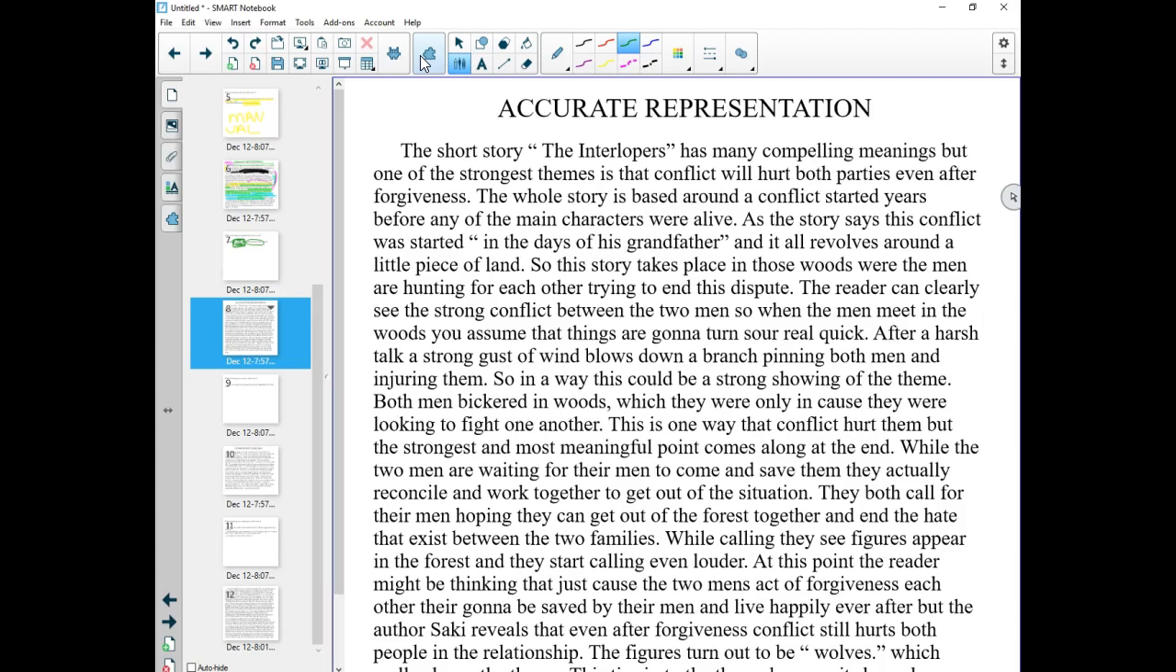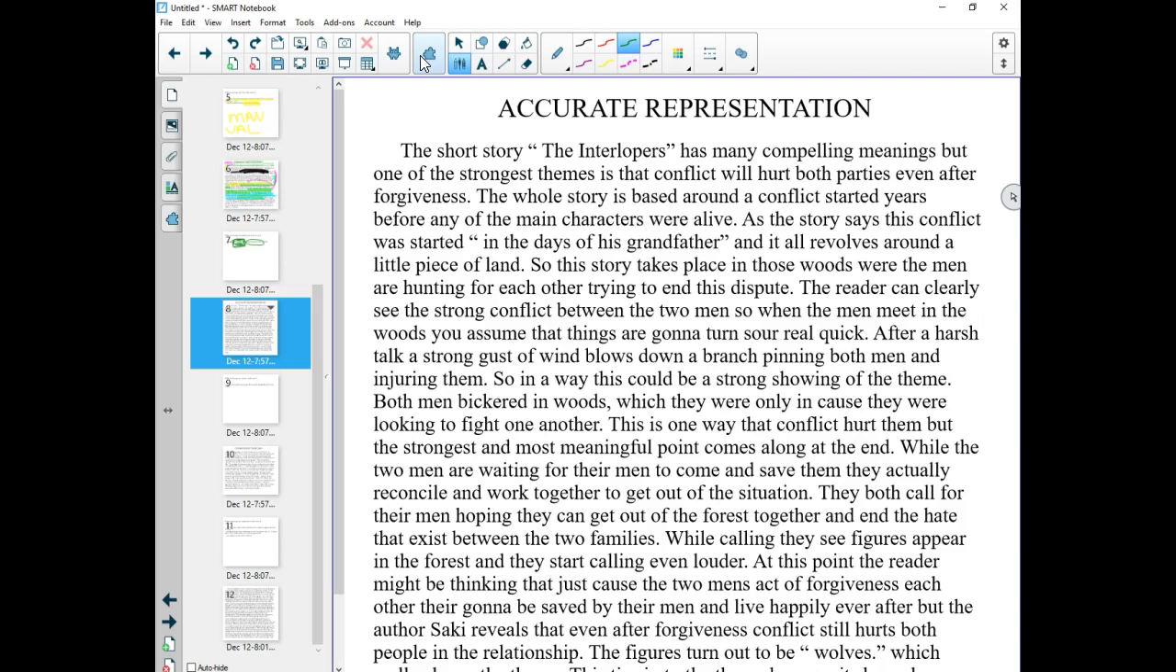Oftentimes we automatically assume, oh, this person is quote unquote stupid and they don't understand the story. The frustration that I have is that that's typically not the case. You're all intelligent. You all read the story. I've watched you do Socratic seminars on this story. I have heard your conversations about the story. It is not about not knowing the story.